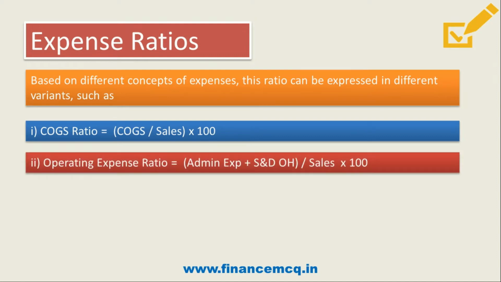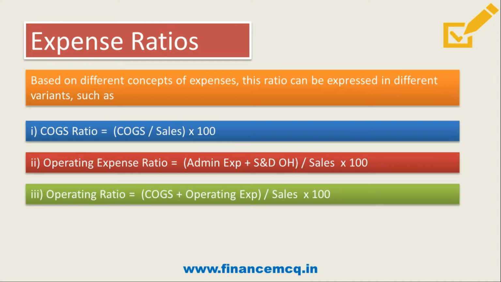Then we have the operating expense ratio. This is calculated as admin expenses plus selling and distribution overhead expenses upon sales into 100. These are basically expenses. Then we have the operating ratio. How is the operating ratio calculated? Cost of goods sold plus operating expenses upon sales into 100.